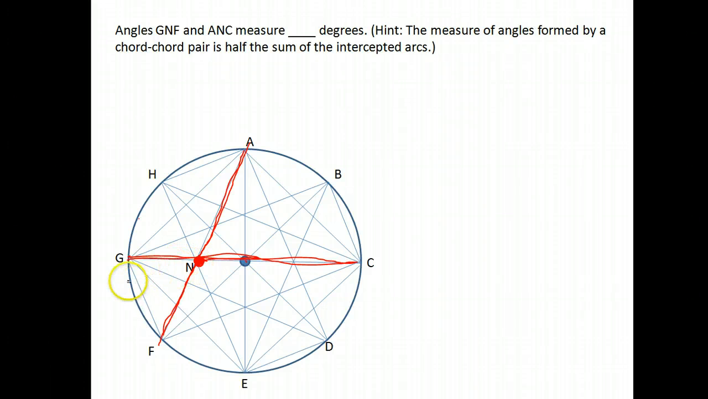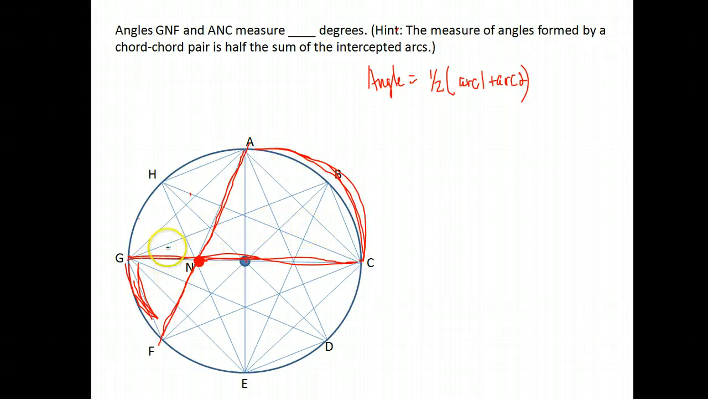And our rule for when we had something on the interior of the circle is that the angle was equal to 1/2 of the 2 arcs added together. Because notice it does create 2 arcs. It creates an arc here from G to F, and it creates a second arc here from A to C. Okay, so to find the measure of each of these angles, I'm going to put that in the formula. Well, what are my arcs? Well, this is a 45-degree arc. This has 2 45-degree arcs put together, or 90 degrees.